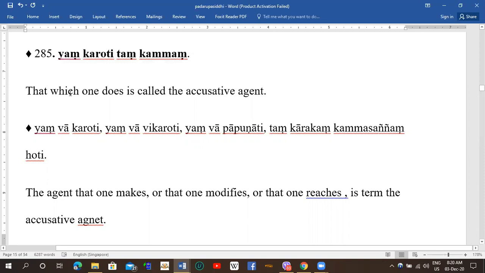In the explanation, yan va karoti, okay, yan va karoti here, the main explanation. Yan va karoti tan karakan. Tan is here, he explained. Tan karakan, kama is to be explained, kamasanya. Okay, yan va karoti also here: karoti, vikaroti, yan va papunati. As you know, there are three kinds of karma.